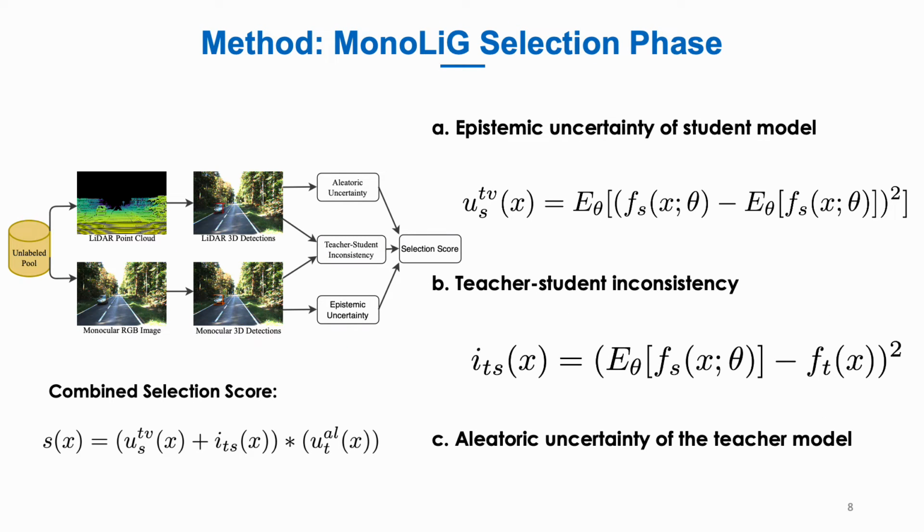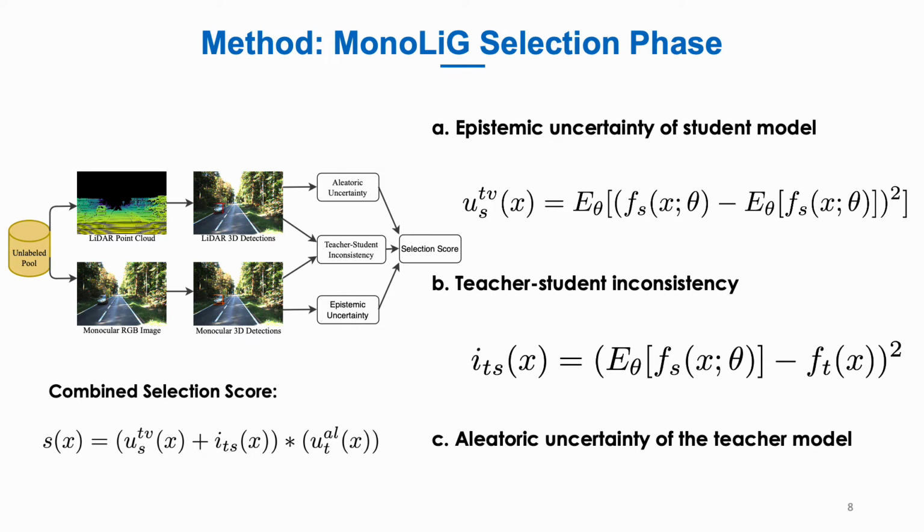In the selection phase of MonoLiG, we have three scores. First, we use the traditional uncertainty-based methods. We follow the deep ensembles approach and make 5 predictions per sample. The disagreement between these predictions then defines the epistemic uncertainty score. We then calculate what we call the teacher-student inconsistency, which essentially captures the bias in the student predictions. First, we take the average of the 5 deep ensemble member predictions to capture the average student, and we measure its disagreement with the teacher's predictions, which gives us the teacher-student inconsistency.